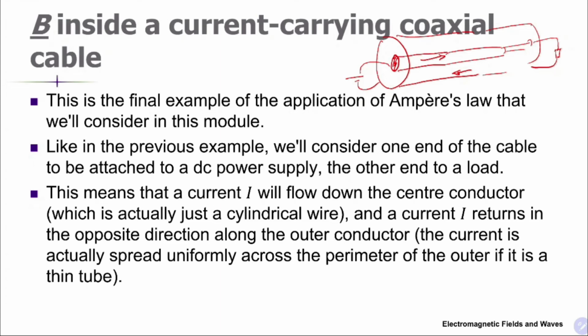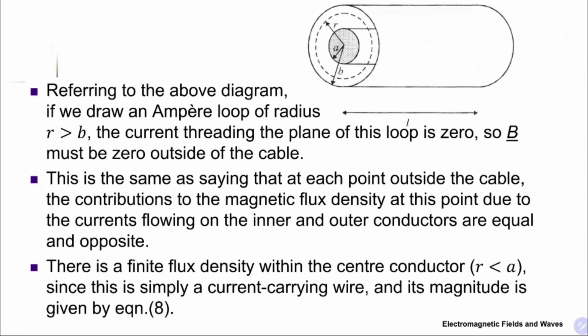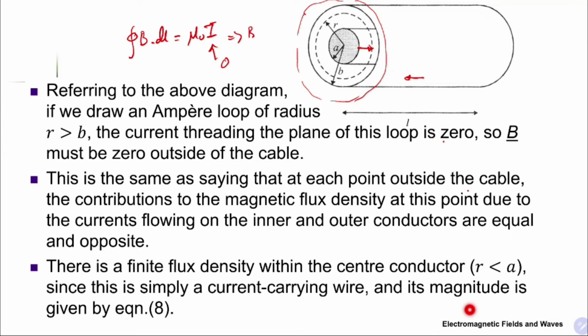Therefore we can apply our Ampere's law for radius r greater than b, outside the coaxial cable. If I draw a loop outside my cable, you find that there is a current in one direction and an equal current in the opposite direction. Therefore, if I apply my Ampere's law, mu naught I enclosed is 0, and therefore B will be 0 outside the coaxial cable.